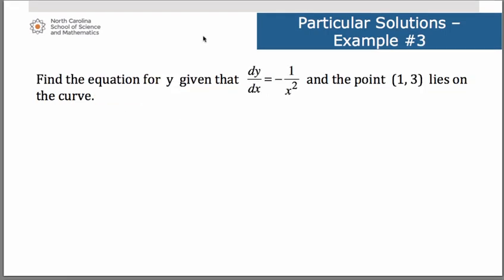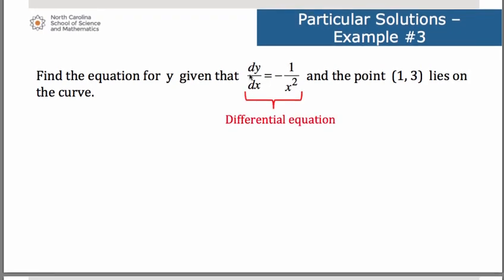Here we are asked to find the equation for y, given that dy dx is equal to negative 1 over x squared, and also the fact that the point 1, 3 needs to lie on the curve. What you are given there in dy dx equals negative 1 over x squared, that is a typical differential equation. Any kind of equation that's given to you as a derivative, in this case dy dx equals negative 1 over x squared, is a differential equation.